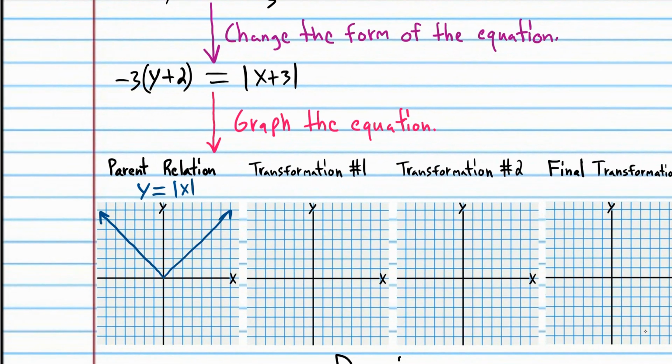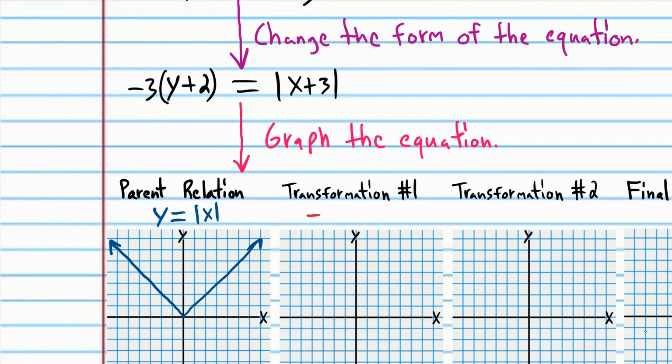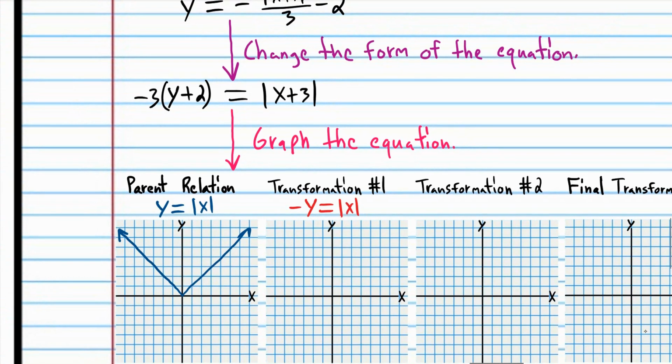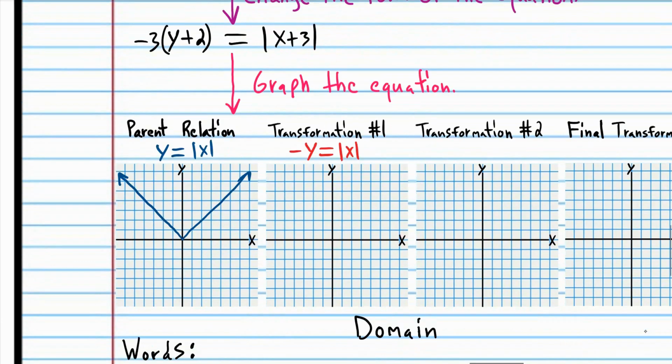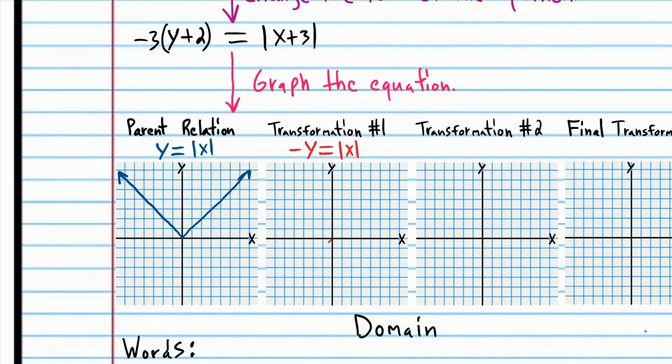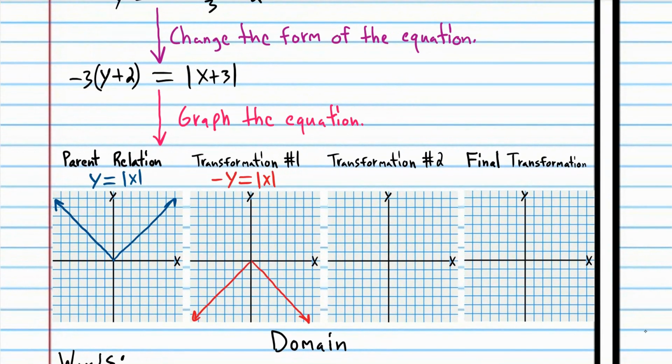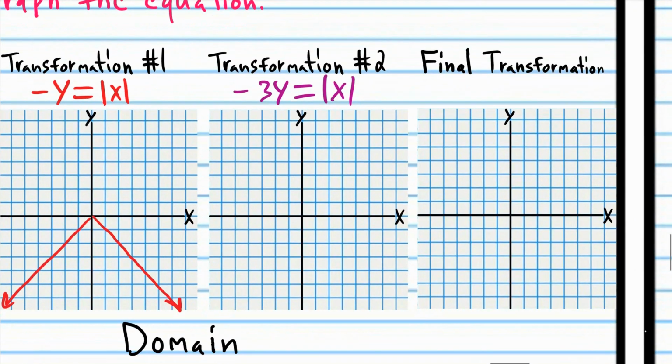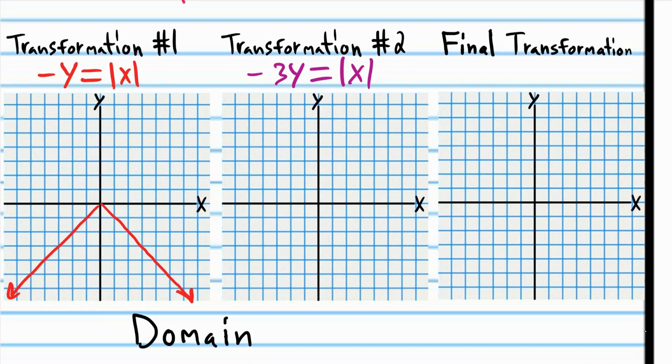And so we need to reflect or dilate first. It doesn't matter which one, but you can, I'm going to reflect first. You cannot translate first. So that's going to flip across the x-axis. And I'm going to dilate. I'm going to replace y with 3y. That's going to divide all the x values by 3.